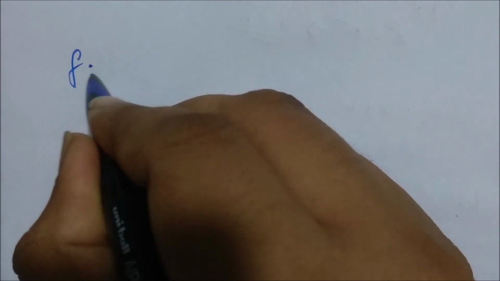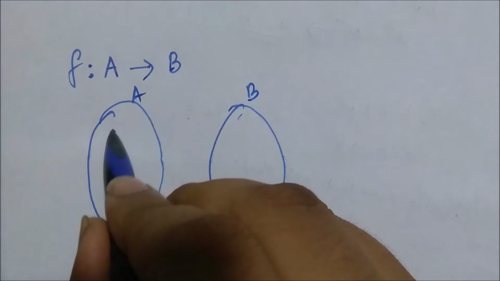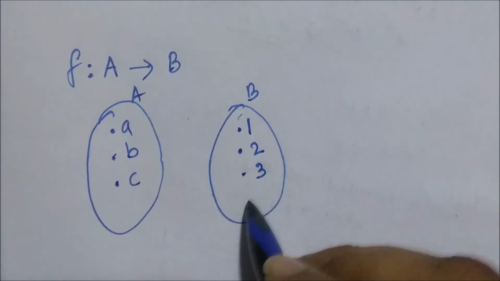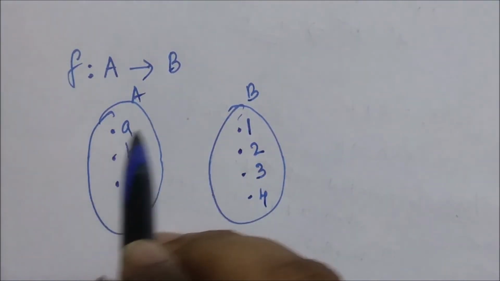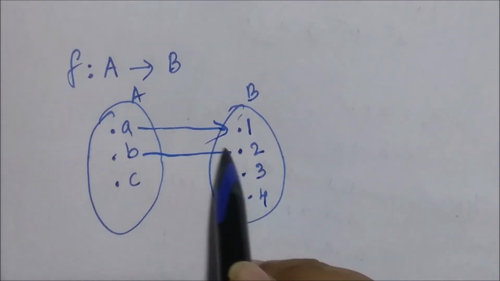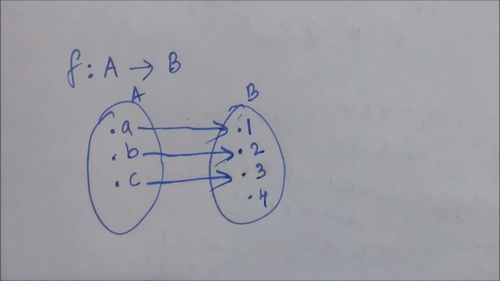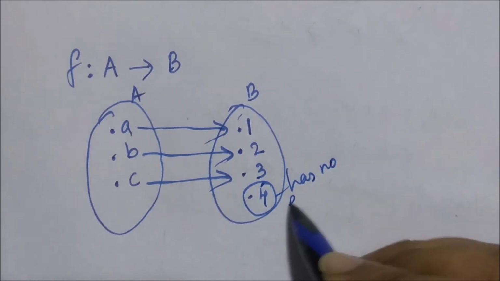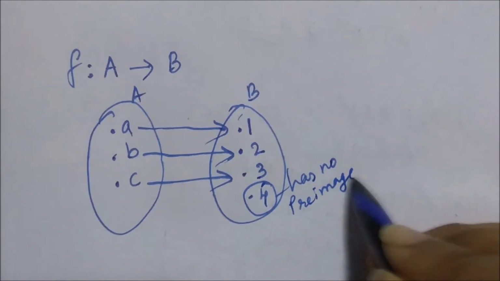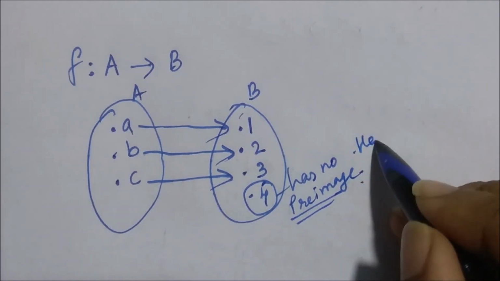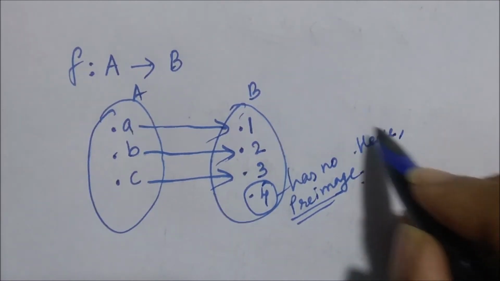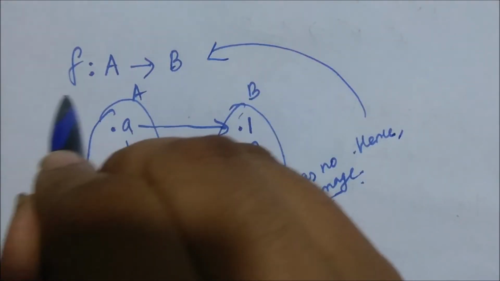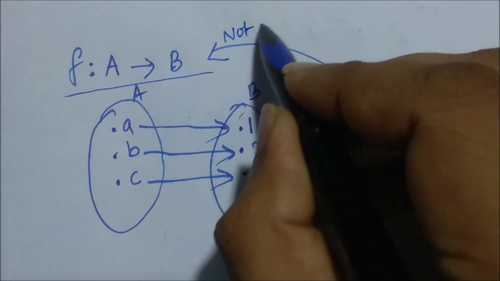Now let's consider a function f from set A to set B, where set A has elements A, B and C, set B has elements 1, 2, 3 and 4. Here A has been mapped to 1, B is mapped to 2, C is mapped to 3. Now if you see the codomain set B, the element 4 has no preimage, or in other words, no element in the domain has an image which is the element 4. So this function cannot be an onto function, because in an onto function the range is same as the codomain.